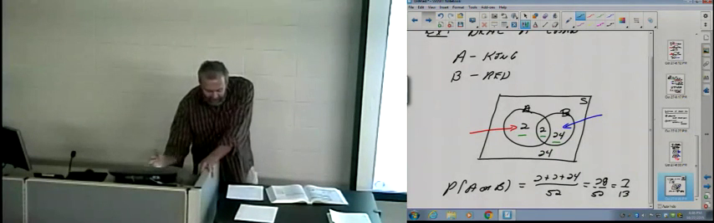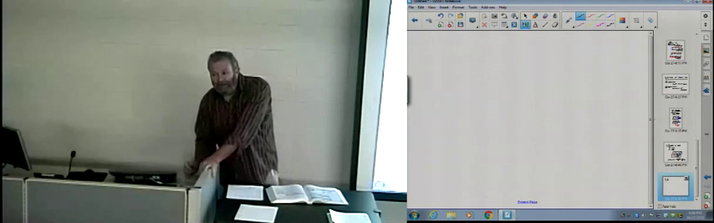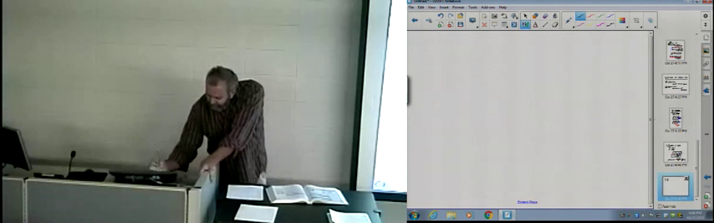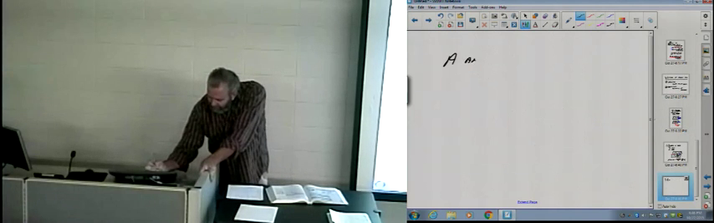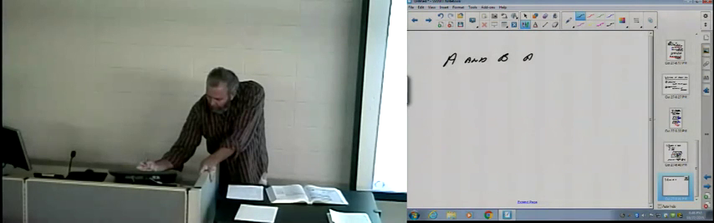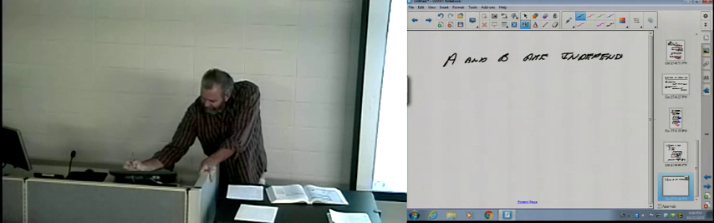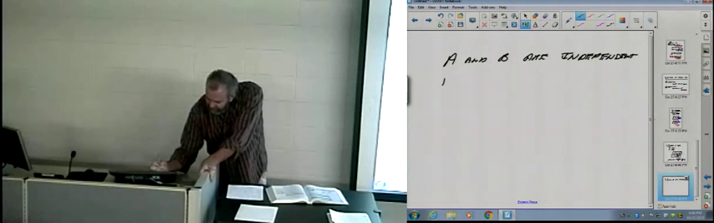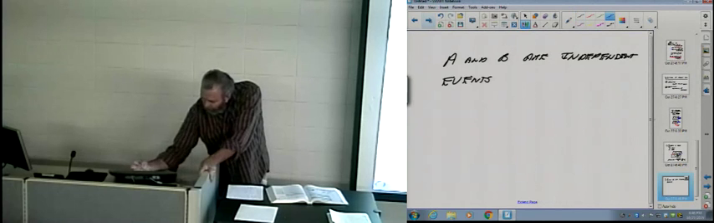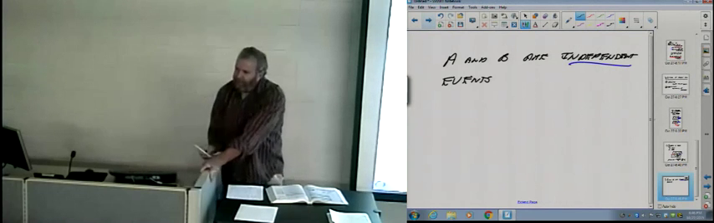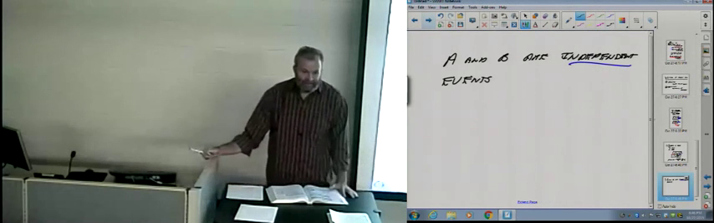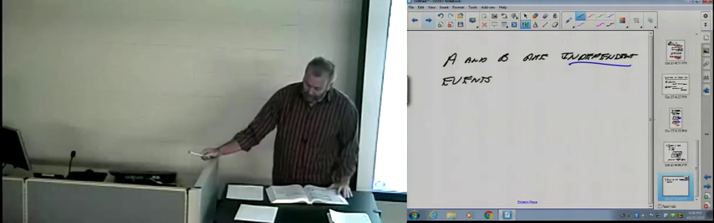But the other thing I'd like to talk about is two events being independent. A and B are independent events. Look, you already know what an event is. This is your word. Independent. What's it mean for them to be independent? We know what it means for them to be disjoint. They have no outcomes in common.